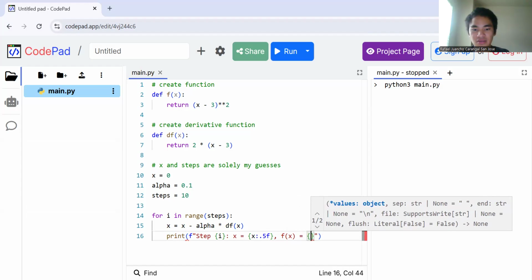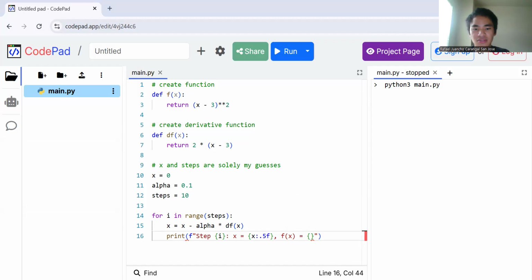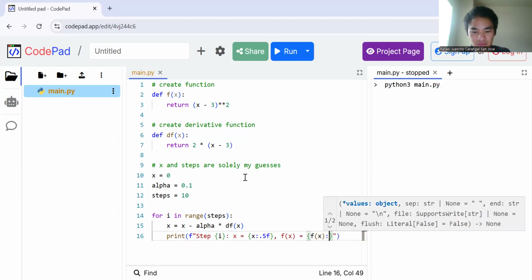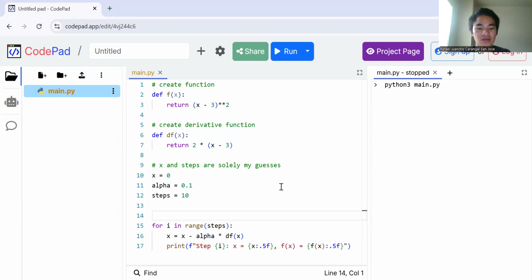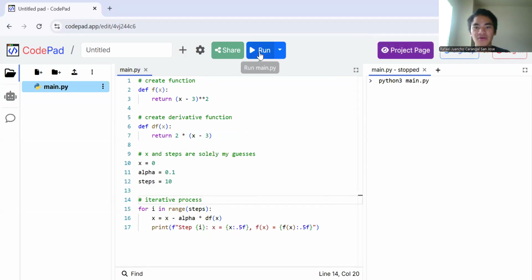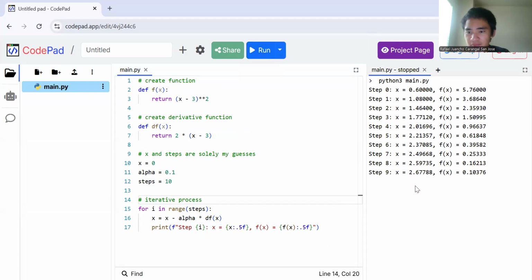Here we say, what is this? Well, I guess we evaluate it at that function, right? So it's f of x. Then here we do this, just to say we want it in 5 decimal places. And then we're pretty much done. So this is the iterative process, getting to that minimum. And now I think that should be good. So let me quickly run that.